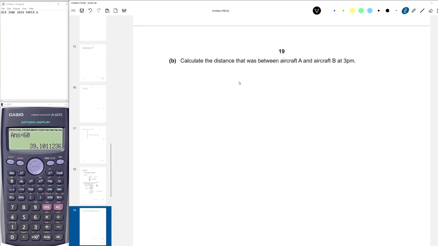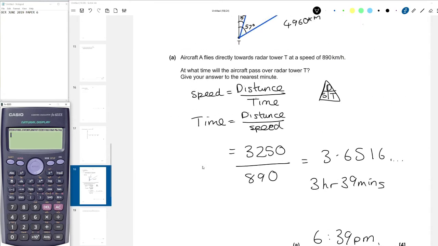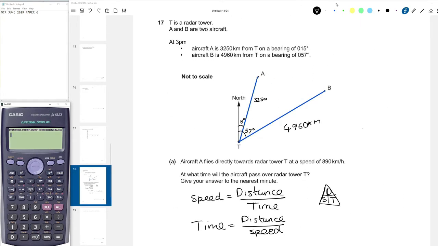B. Calculate the distance that was between the aircraft A and aircraft B at 3 p.m. So if we look at this graph, we actually have a triangle. We need to work out this distance here. So things that we know is that if this whole from north to B is 57 and this is 15, that means the angle from here would be 42.